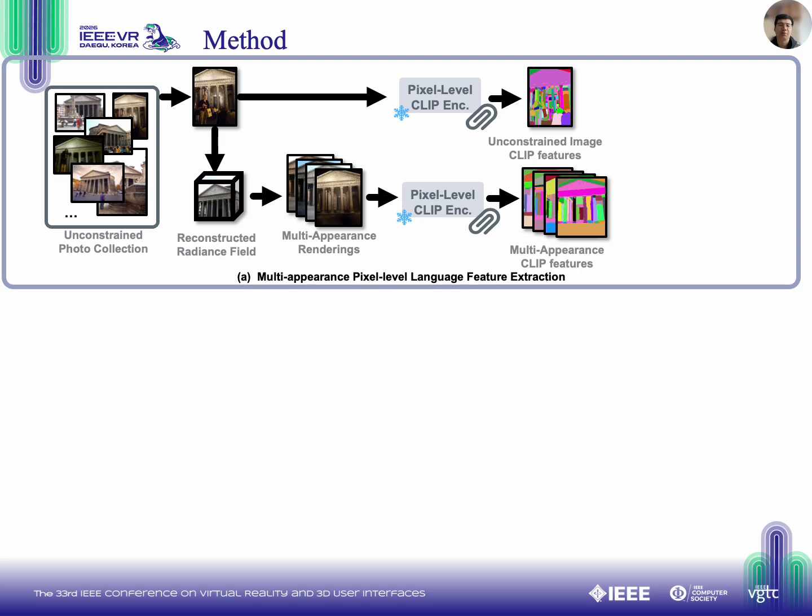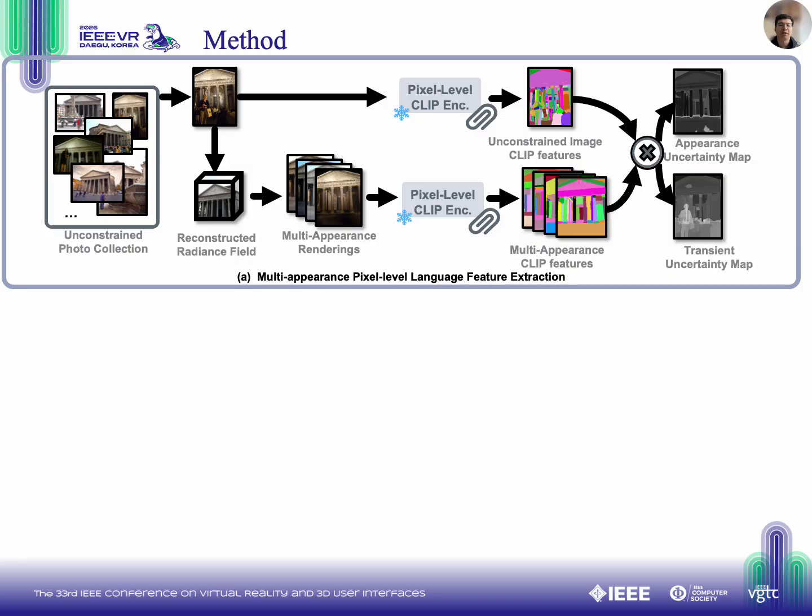Both the original images and the appearance renderings are then fed into a pixel-level CLIP encoder. Using the CLIP features, we compute two types of uncertainty maps: an appearance uncertainty map, which quantifies how much the features vary across different lightings or weather conditions, and a transient uncertainty map, designed to measure the likelihood of transient occluders at the language feature level.